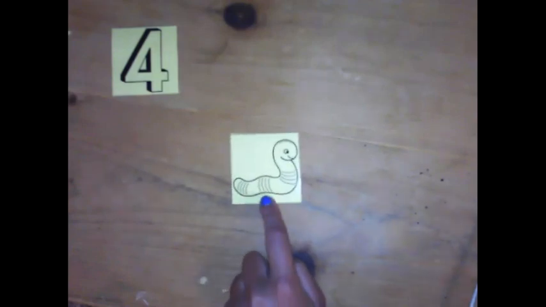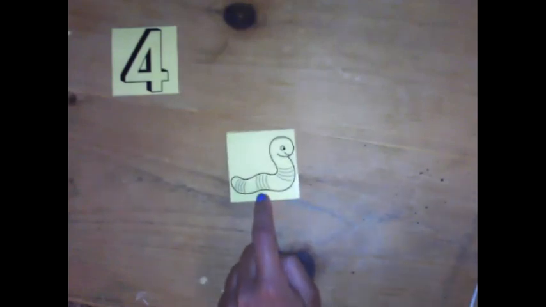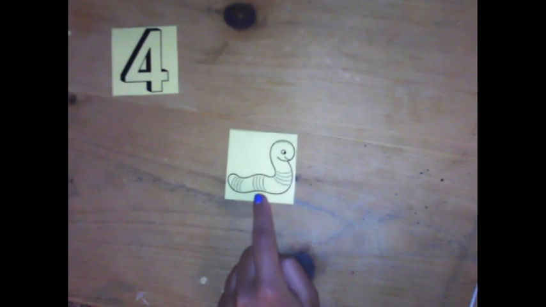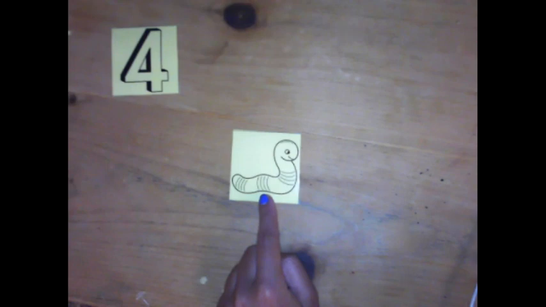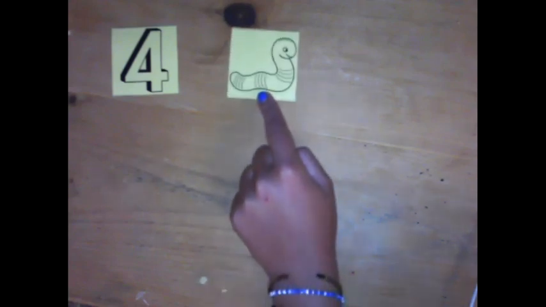This is a worm. Can you say the word worm? Use your arm to help you. Worm. What sound do you hear at the end of the word worm? I hear an m sound at the end of the word worm. Does the end of the word four sound the same as the end of the word worm?